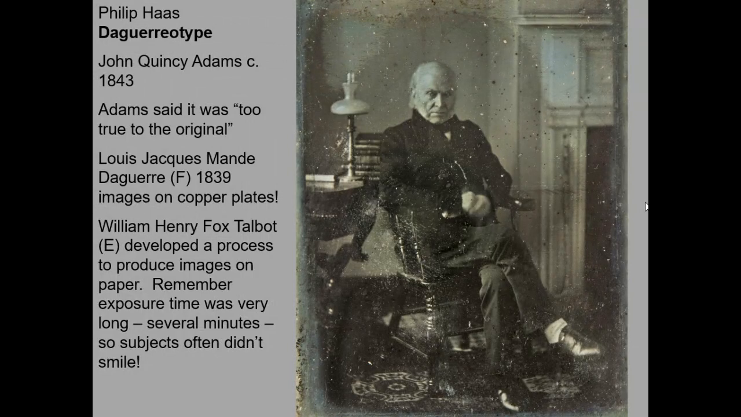This is John Quincy Adams, who famously said of the image that it was too true to the original. He didn't really like how aged and kind of angry he looks. You can imagine, of course, that if you are forced to sit completely still so that your image doesn't blur, it would be unnatural to hold a smile for as long as it would take for the daguerreotype image to fix in the camera. You can see the hands are kind of blurred, so you get the feeling that he probably moved a bit in his hands as well.